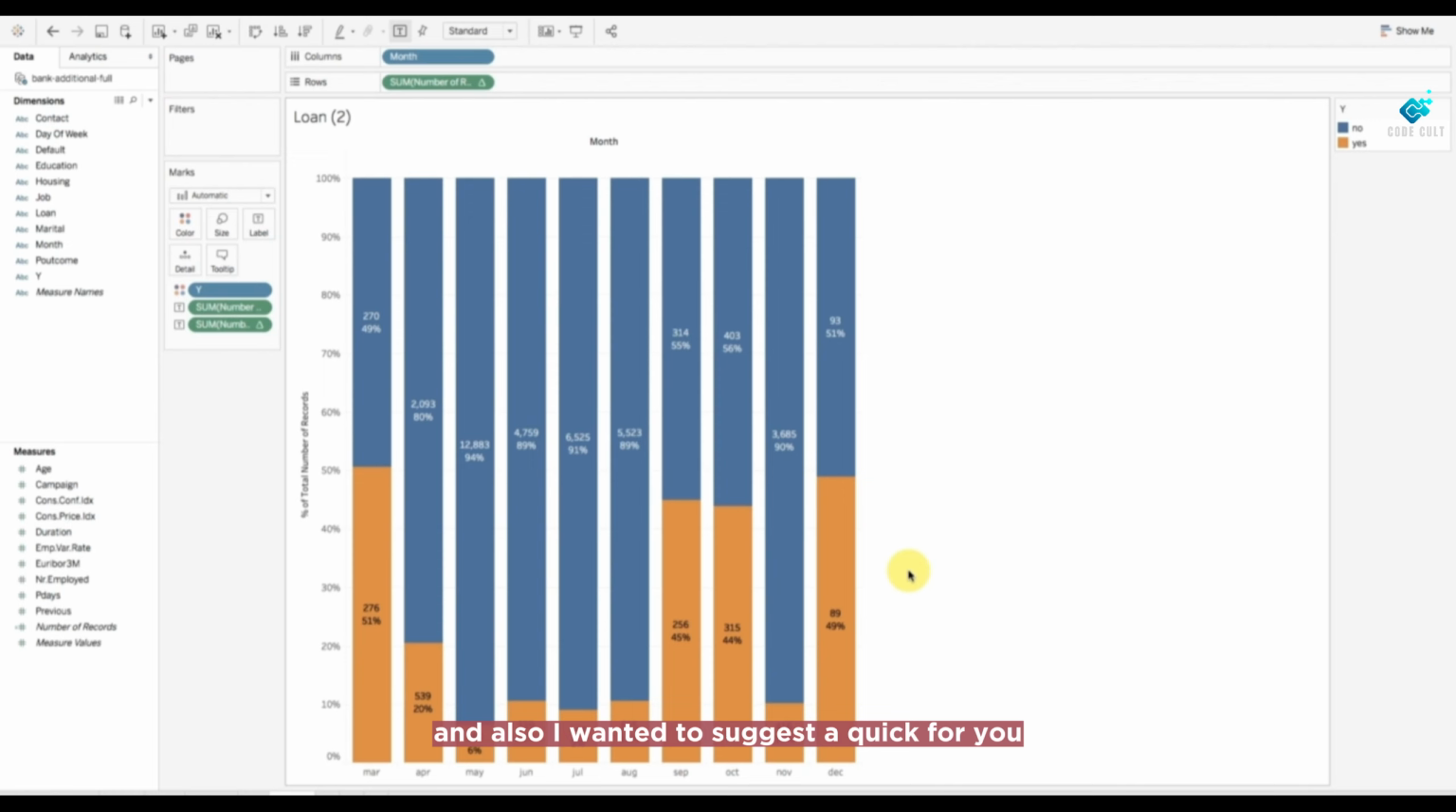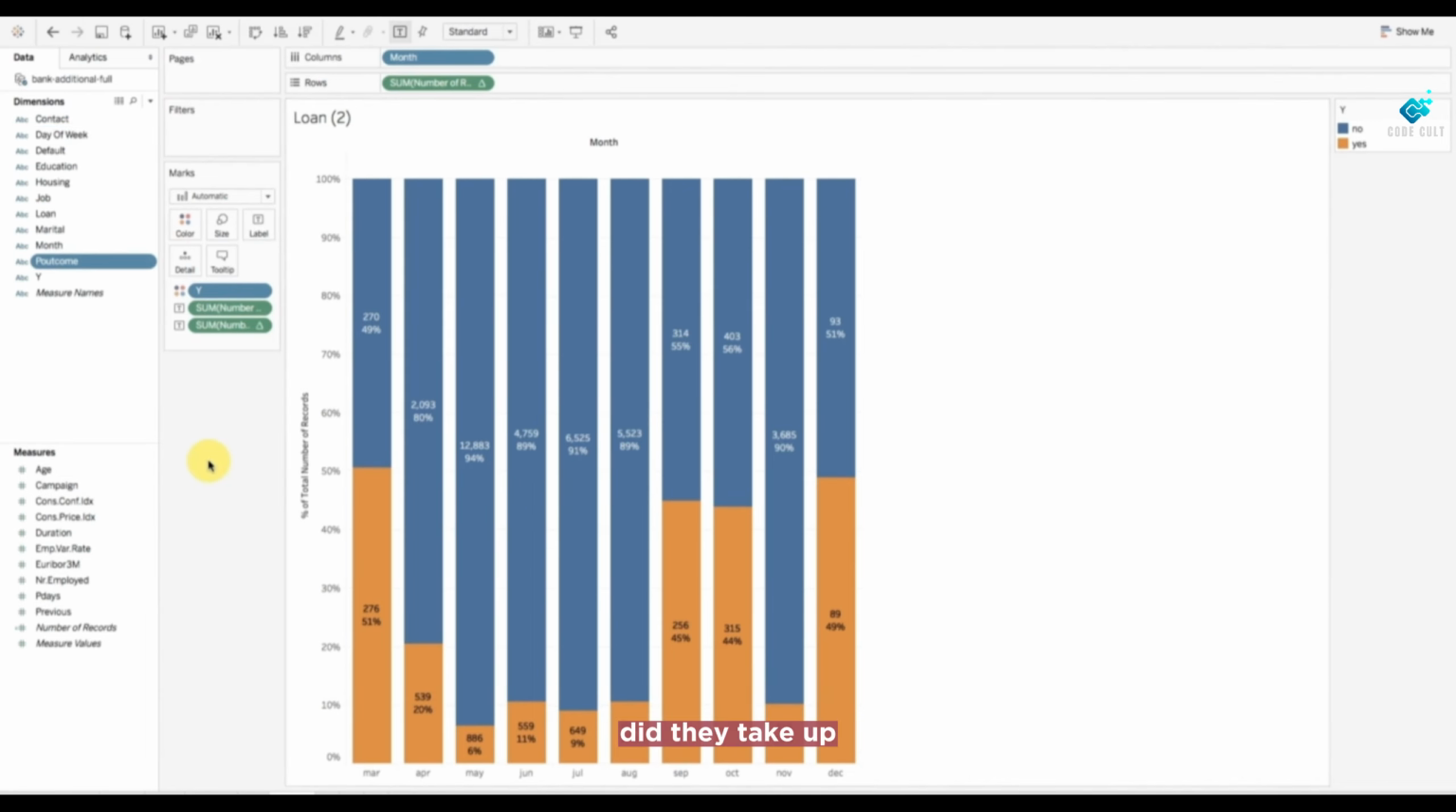I also wanted to suggest a quick thing for you to look at on your own. We're not going to go through all the variables now, but have a look at the next ones on your own. Look at housing, day of the week, and whether they took up the previous marketing campaign or not. Again, it was housing, day of the week, and P outcome, and see what you get. That will be some good practice.